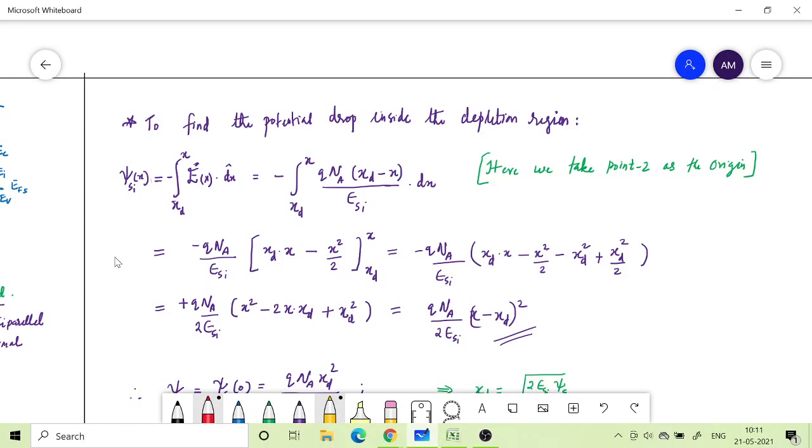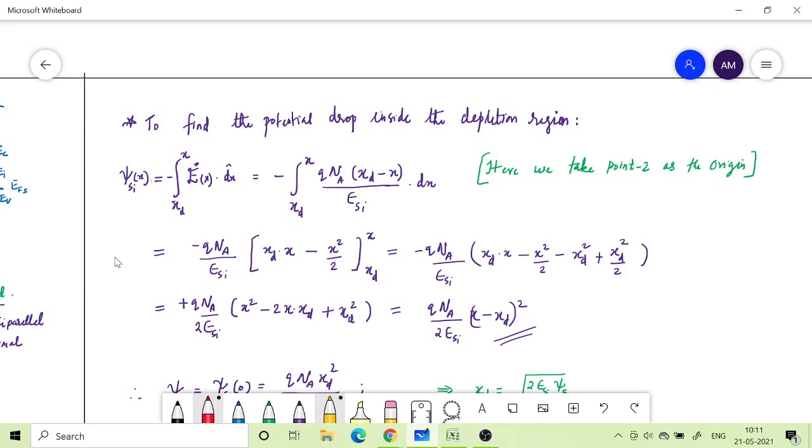If I do this integration, I just substitute E of x. Just now I found out q Na (xd minus x) by epsilon silicon. So that dx, but this is now a function of x, not a constant like before. Therefore we need to integrate each term. There are two terms, one is a constant term and the other is an x term. The constant term will give you x, and the x term will give you x square by 2 when you integrate. So q Na by epsilon Si I am taking outside, and the remaining thing I am integrating.